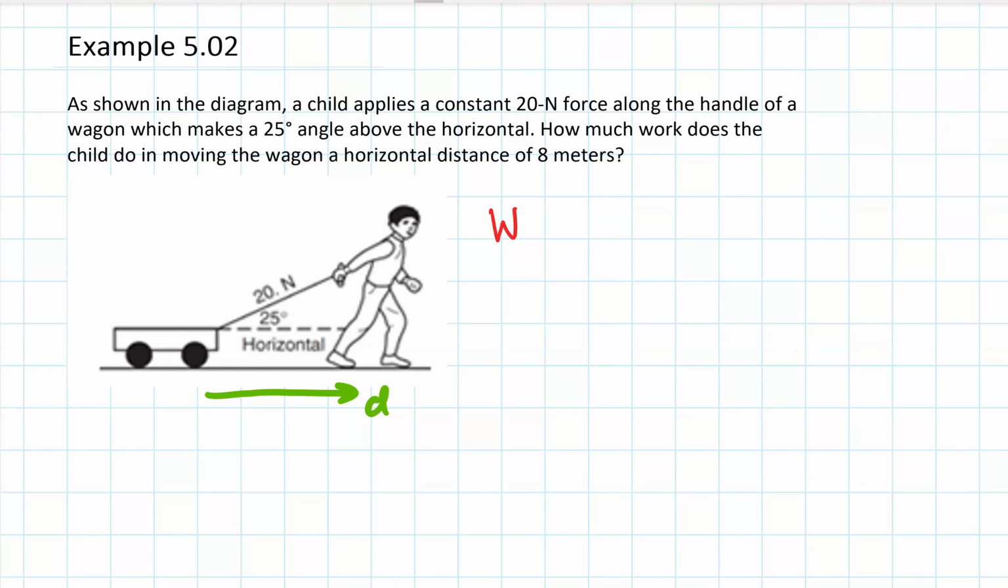So work is equal to F d cosine theta, and this theta right here is the angle between the force and the distance that it's moving. So this theta is that 25 degrees, because the child is exerting this force of 20 newtons, and the angle between that and the direction that this thing is moving is 25 degrees.